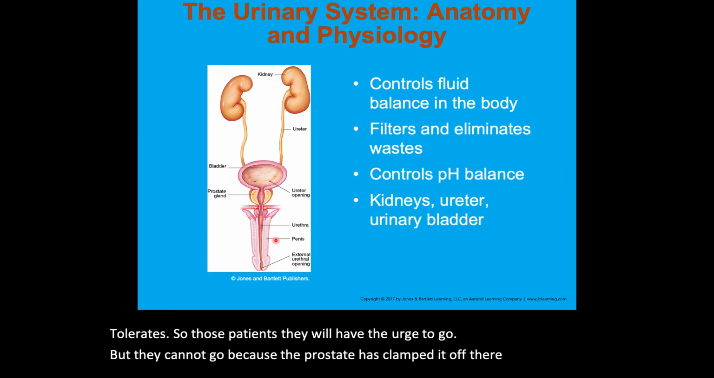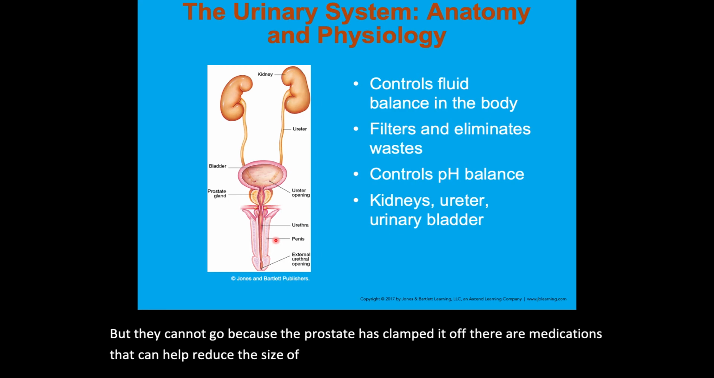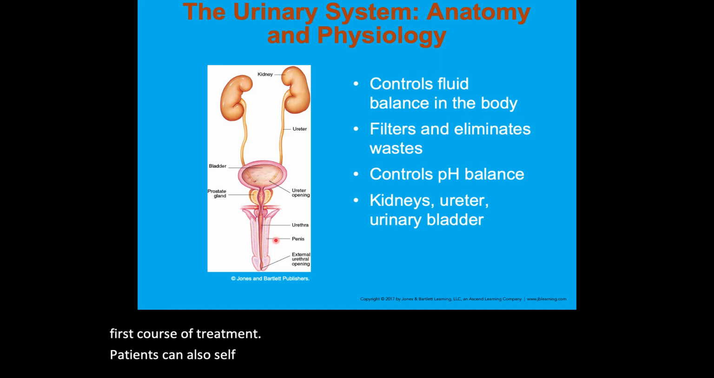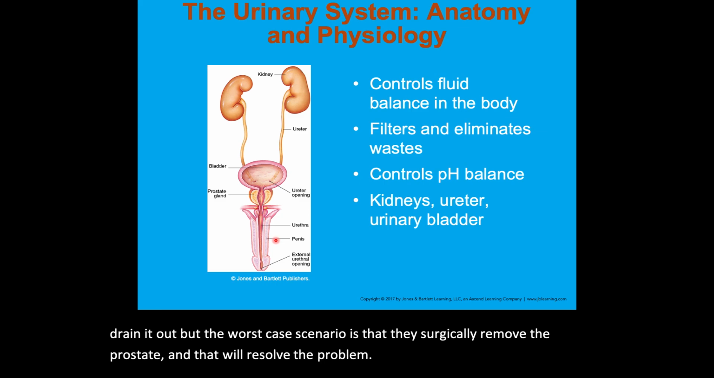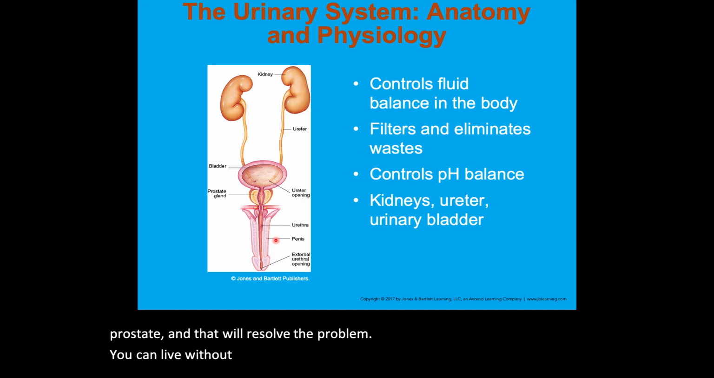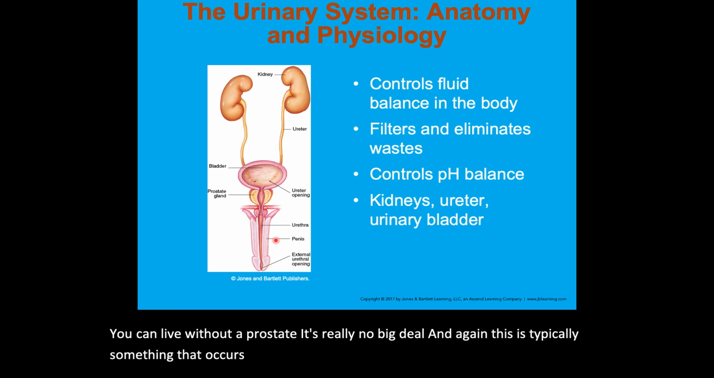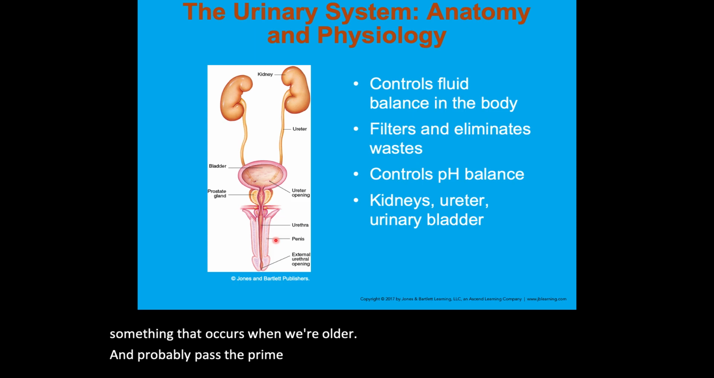There are medications that can help reduce the size of the prostate, and that's typically the first course of treatment. Patients can also self-cath themselves, so sticking a tube up their urethra past the prostate in order to kind of drain it out. But the worst case scenario is that they surgically remove the prostate, and that will resolve the problem. You can live without a prostate. It's really no big deal. And again, this is typically something that occurs when we're older and probably past the prime years of sexual reproduction.